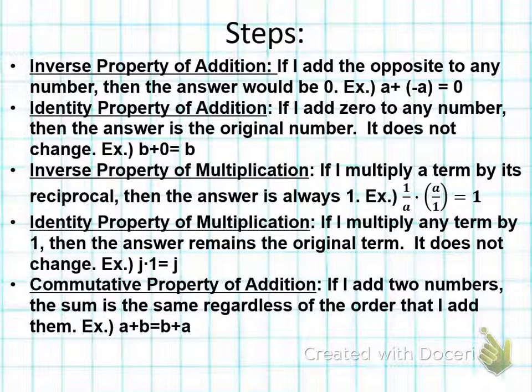Then we have the identity property of multiplication. We'll go back to Hayden. What happens if I multiply Hayden by 1? How many Haydens do I have? 1. Does his identity change? No, okay? So if I multiply any number by 1, I get the same identity, same number. Good. Okay, then we've got the commutative property of addition.